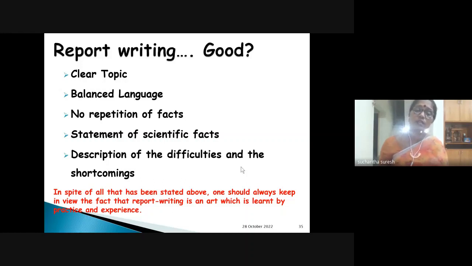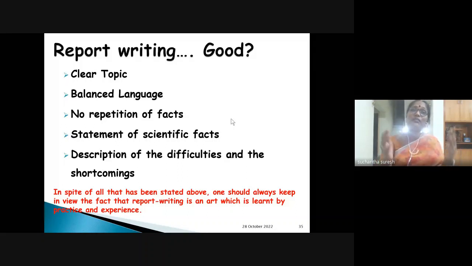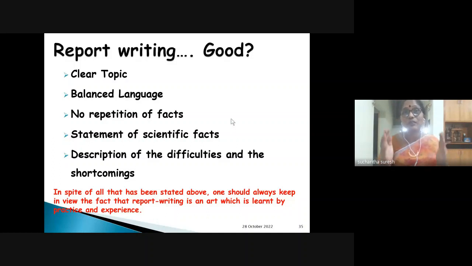So in spite of all that we considered, dear participants or dear friends, writing a report or an article is an art. One should always keep in view the fact that report writing is an art which is learned by practice and experience, not by looking at my slide. My slide tells you what all things are there, but there are difficulties you face when you start writing.